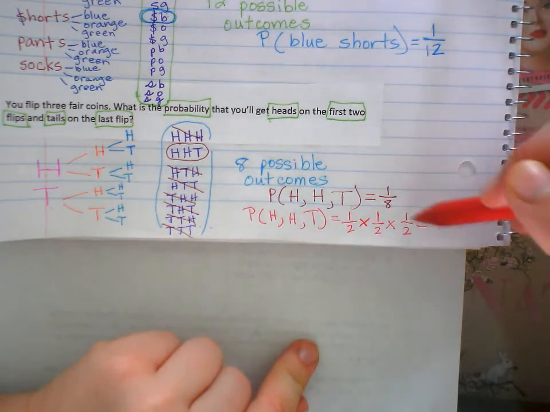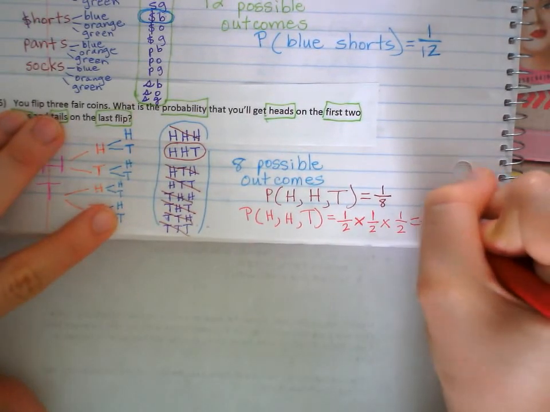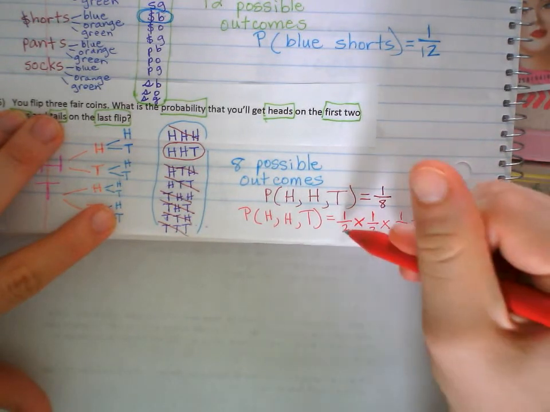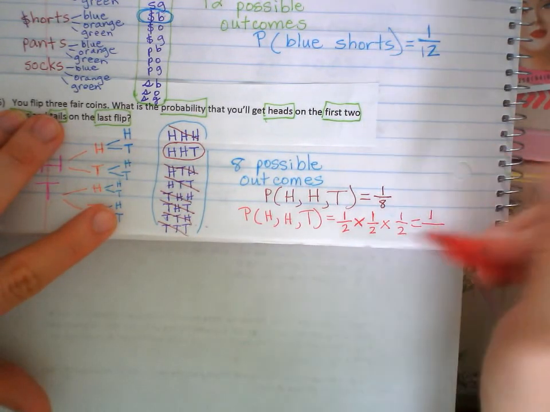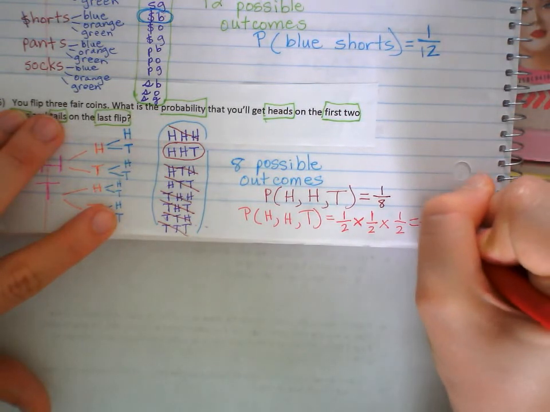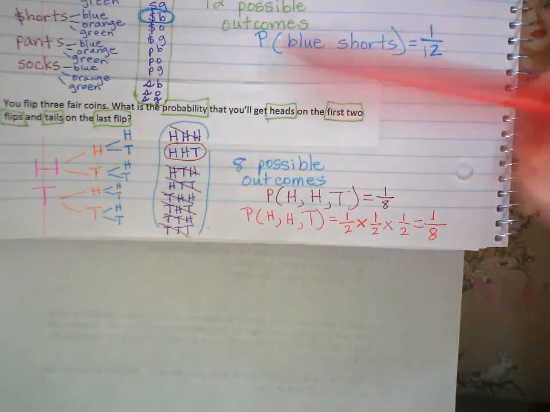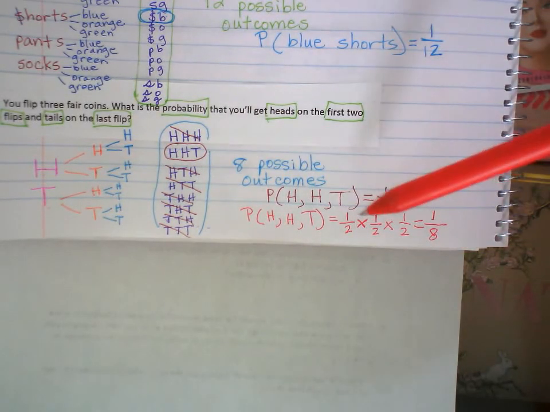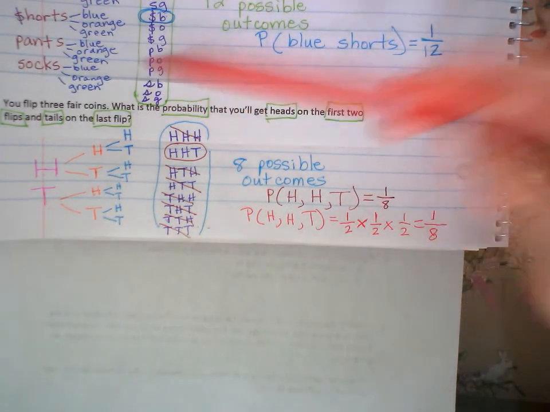1 times 1 times 1 is 1 over 2 times 2 times 2. 2 times 2 is 4. 4 times 2 is 8. So 1/8. That proves it right there. You don't have to do the tree diagram. It's just a lot easier because these other ones, it's just a lot more visual.